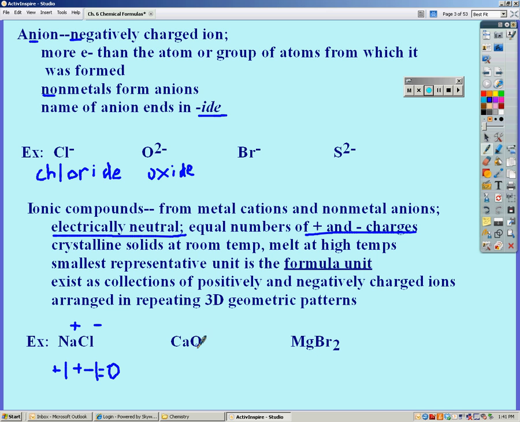Calcium oxide. Magnesium bromide. So they all end in "ide" because they're binary, which means they're made up of only two different elements.